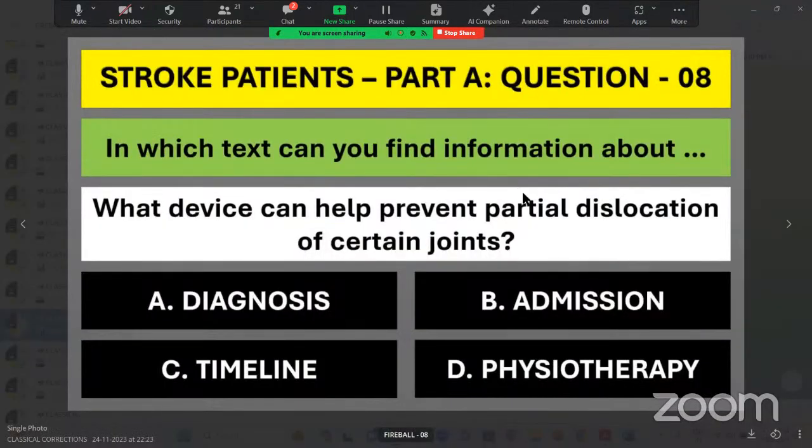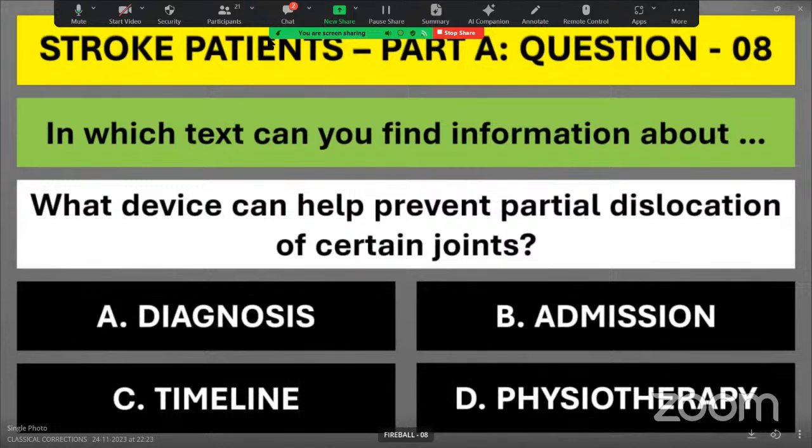Now see this one. Same thing. The same point will be useful for everything. This is a very fast track question. What device can help prevent partial dislocation of certain joints? Is it in diagnosis or admission or timeline or physiotherapy? 8th question. Yeah, let us check this one.